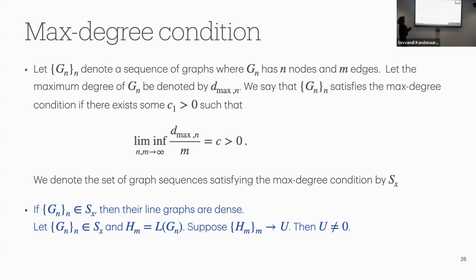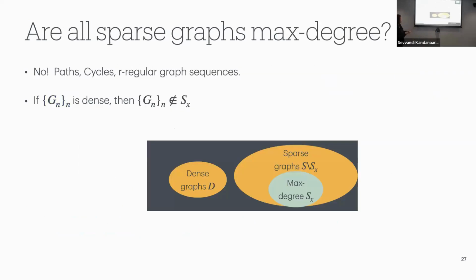So this set we call S_x. If the sequence is in S_x, then their line graphs are dense. So if you take a G_n in S_x, and H_m is the line graph, and H_m converges to a graphon U that is not zero, we can show that the line graphs are going to be dense, and that is that condition. So not every sparse graph sequence gives that condition. It is a subset of sparse graphs that gives that.